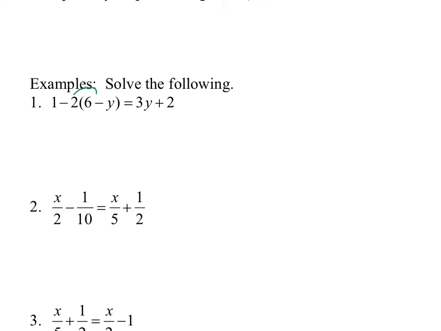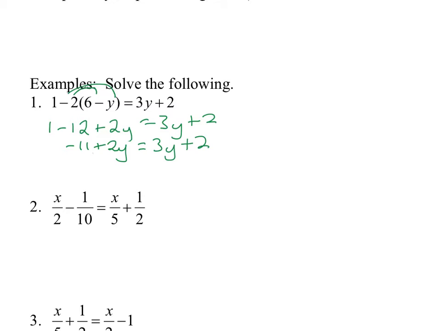I've got to distribute the negative 2 in. So it's 1 minus 12, that's negative 2 times 6. Negative 2 times a negative y is plus 2y, equals 3y plus 2. Well, this is going to be 1 minus 12 is a minus 11. I flipped it around because it's easier to write, but that might confuse you, so we're not going to do that. Apologies. Okay. Minus 11 plus 2y equals 3y plus 2.